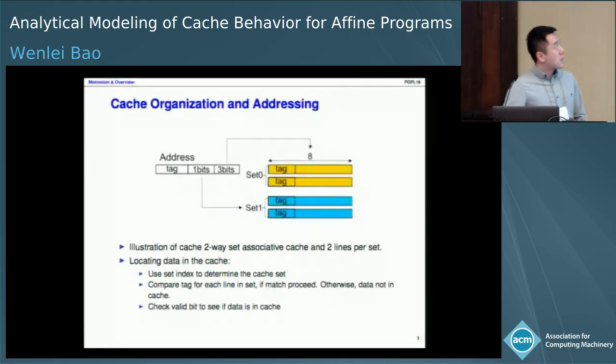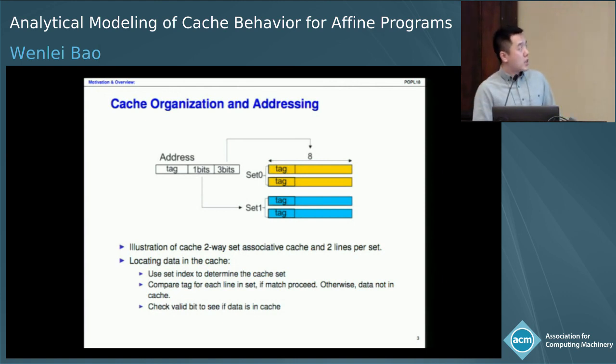So here is a basic organization of cache. Here it shows two cache sets with two lines for each set, and given an address, you have tag bits, the set index bits in the middle, and also the block offset bits. You select the cache set based on the set index bits, and then you compare each tag within the cache set to find its match. If not, it will be a miss. If it is a match, then you check the valid bit to see if the data you want is in the cache. So this is basically how a cache and its addressing works.